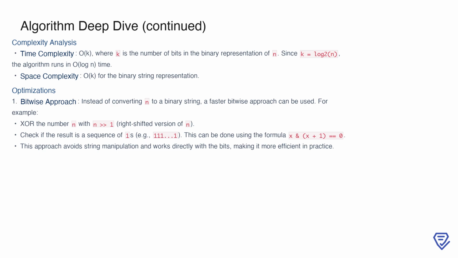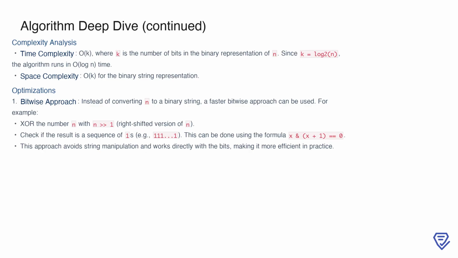Analyzing the complexity of this algorithm, the time complexity is O(k), where k is the number of bits in the binary representation of the input number. Since the number of bits is proportional to the logarithm of the input value, the time complexity can be expressed as O(log n). For space complexity, storing the binary string requires O(k) space.